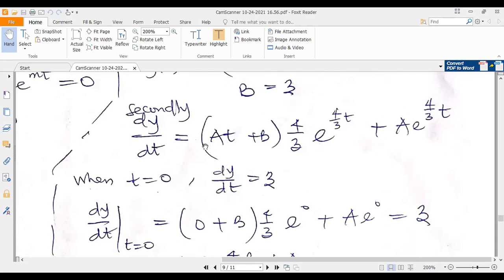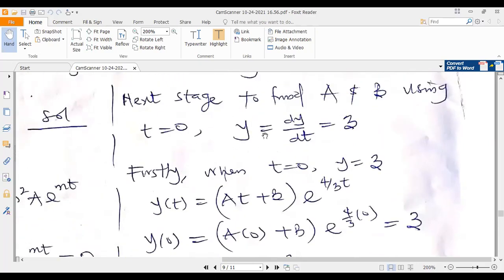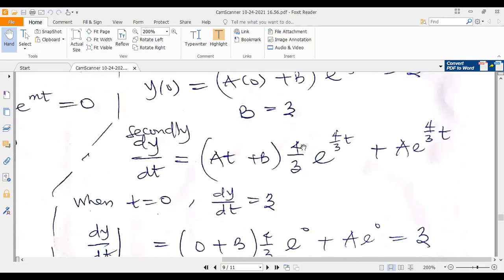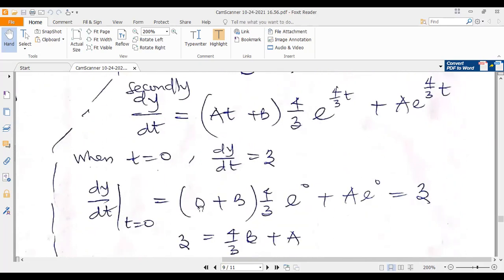So if you differentiate the solution, this is what we have. Do you know the reason why we need to differentiate? We need to differentiate because the condition we are given has to do with the derivative. So before you can find the second constant, you need to differentiate the solution with respect to t before you can set t to be 0. When you differentiate, this is what you have. Wherever you see t, you take it to 0. Then you have A times 0 plus B, then 4 over 3, then exponential 4 over 3 times 0 will give you 1, then plus A exponential 0. Then you now see that this is the same thing as 3 = 4/3 B + A.